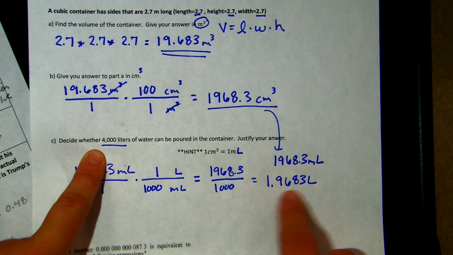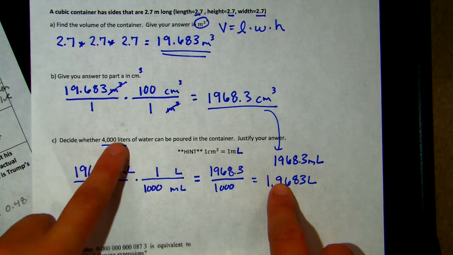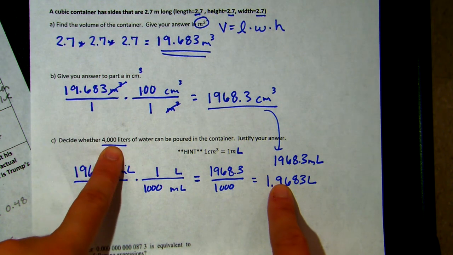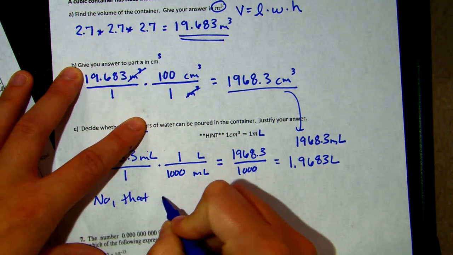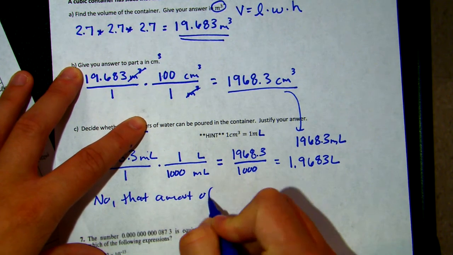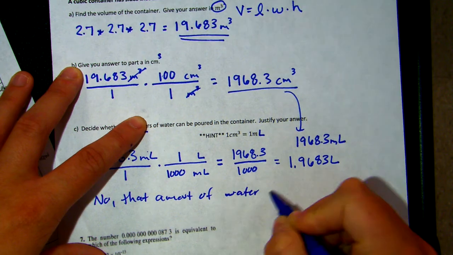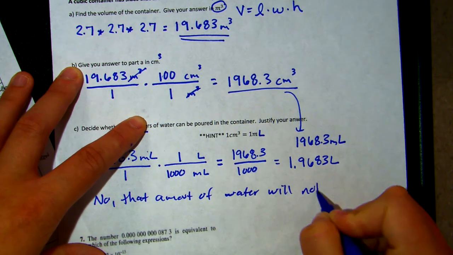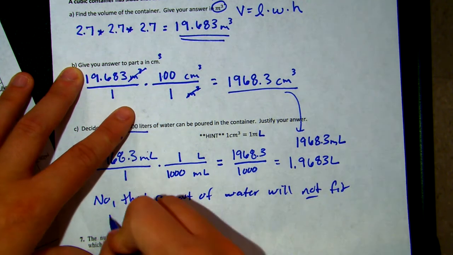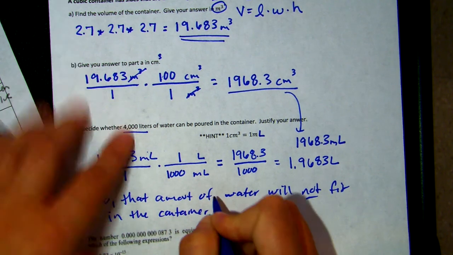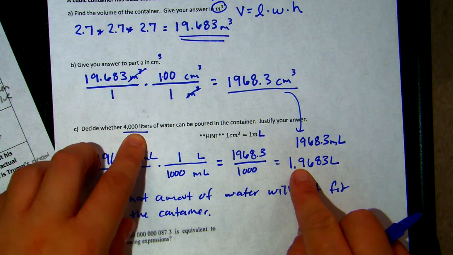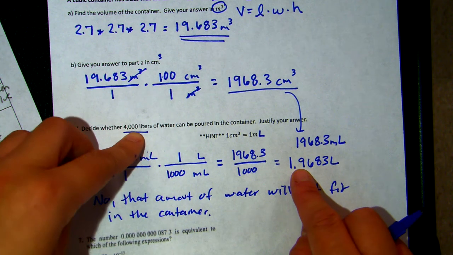Okay? Now, it's asking if 4,000 liters can be poured into this container that is only 1.9683 liters. This amount of liters is much smaller than 4,000 liters. So no, that amount of water will not fit in the container. Because 4,000 liters cannot fit in almost 2 liters.